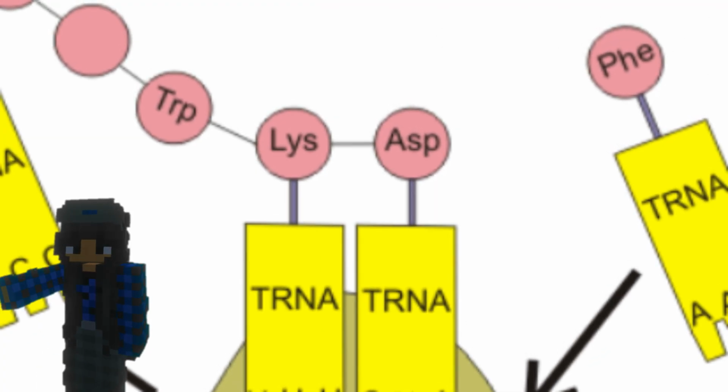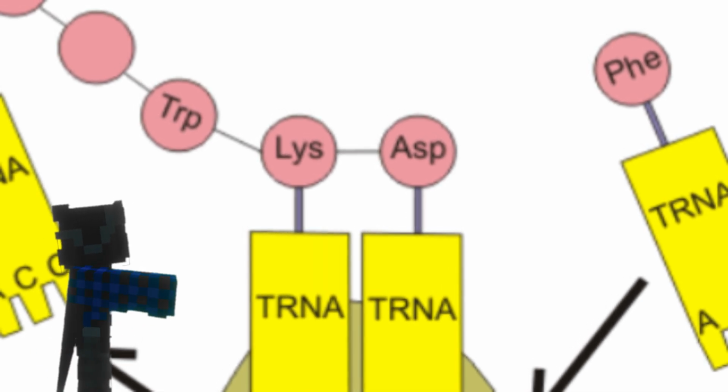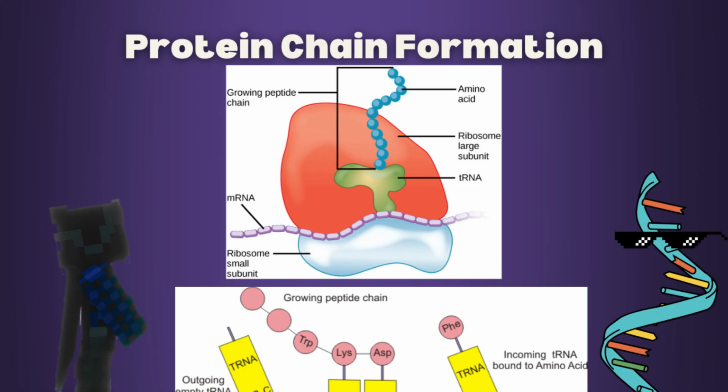Step 3. Protein chain formation. The ribosome links the amino acids together in the correct order, forming a polypeptide chain. This chain will fold into a functional protein. As the ribosome moves along the mRNA, amino acids continue to be added, one by one, until the entire protein is made. This process ends when the ribosome encounters a stop codon, signaling the end of translation.